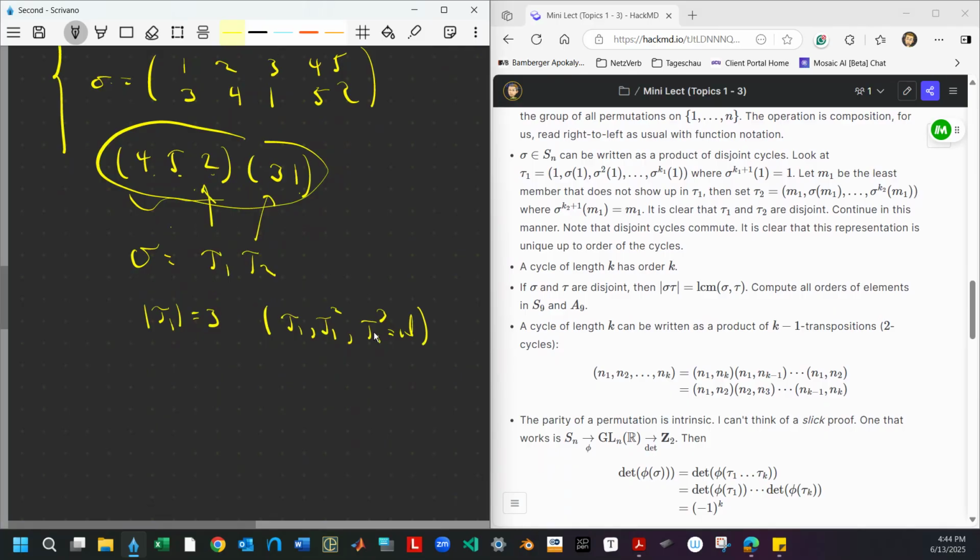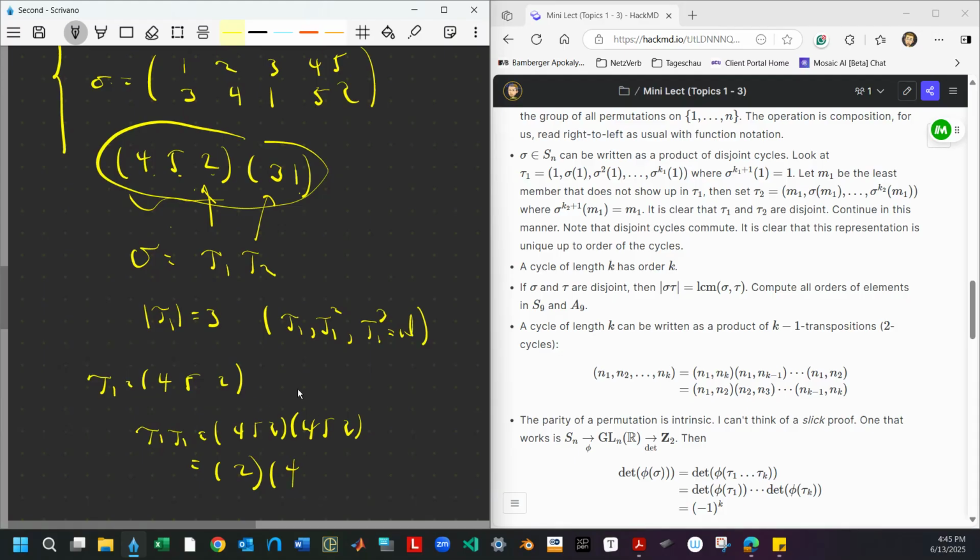So let's just verify that, right? If I do 4, 5, 2, that's my tau 1. So let's do it twice. I'm just going to do it twice: 4, 5, 2, 4, 5, 2. What actually happens? Well, 1 and 3 don't do anything because they're not there, right? But let's start with 2 because it's the smallest thing. So 2 goes to 4, 4 goes to 2, right? So nothing happens there, 2 stays fixed in this composition, right? And then 4 goes to 5.